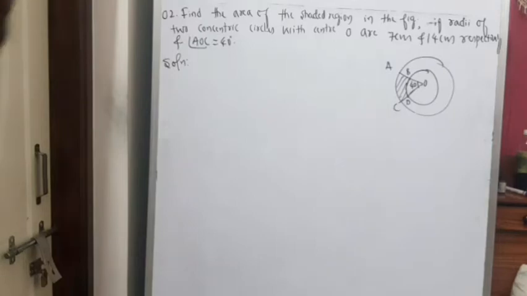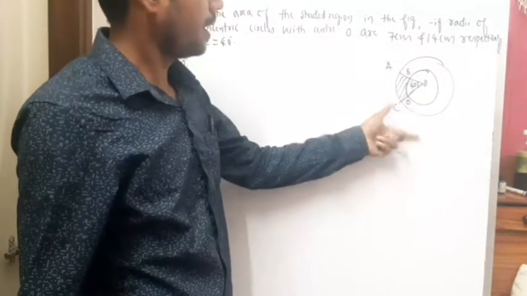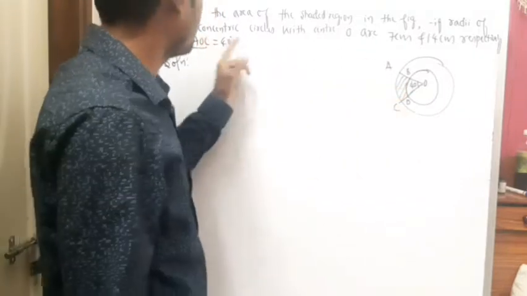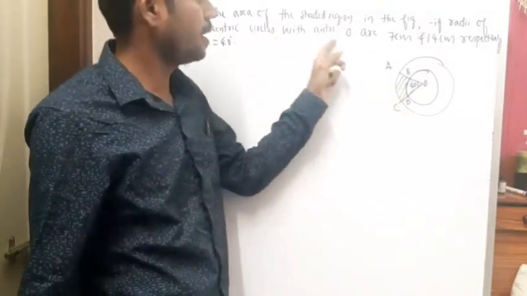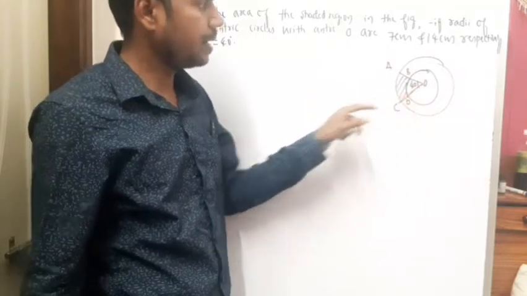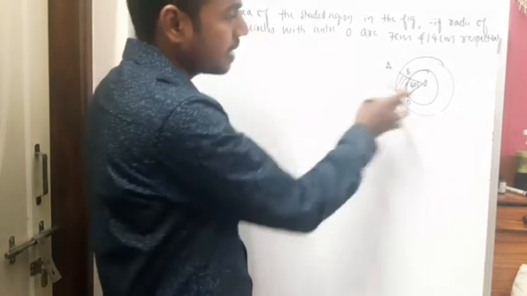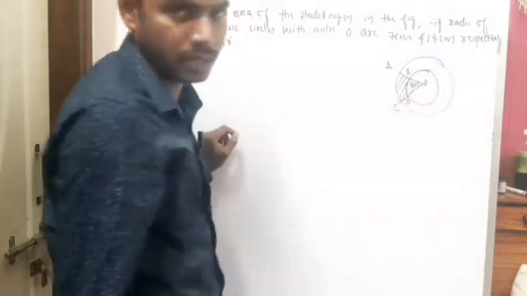Now, second question. Find the area of the shaded region in the figure. This is the shaded region, and we need to find its area. The radii of the two concentric circles with center O are 7 centimeter and 14 centimeter. So the inner radius is 7 centimeter, and the outer radius is 14 centimeter.